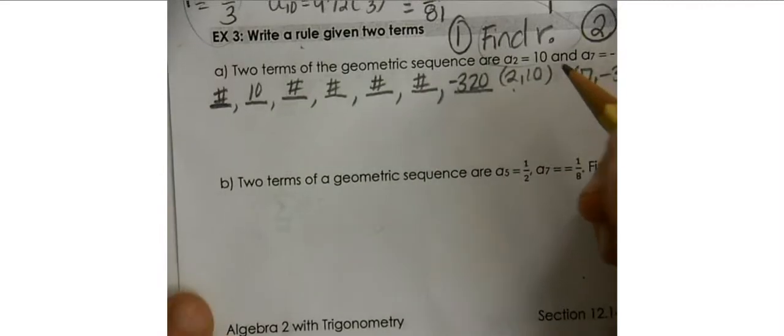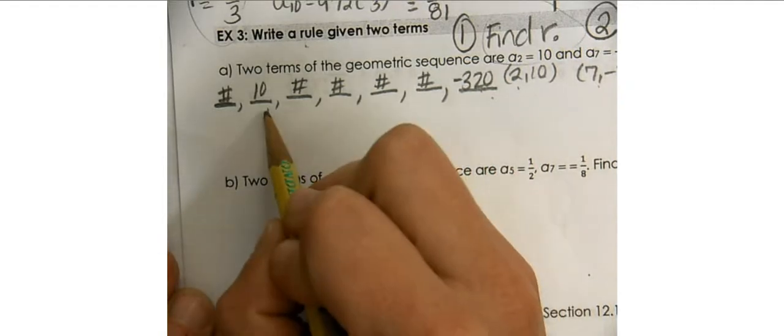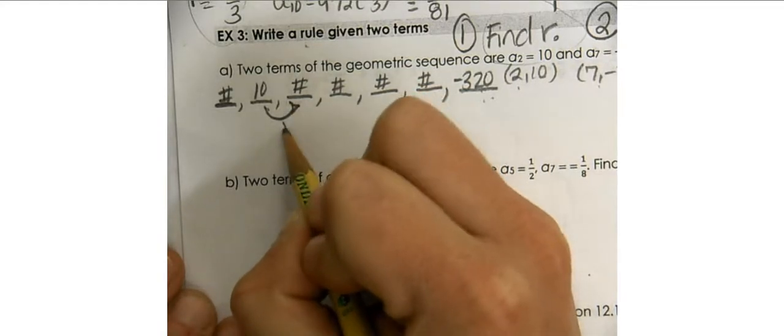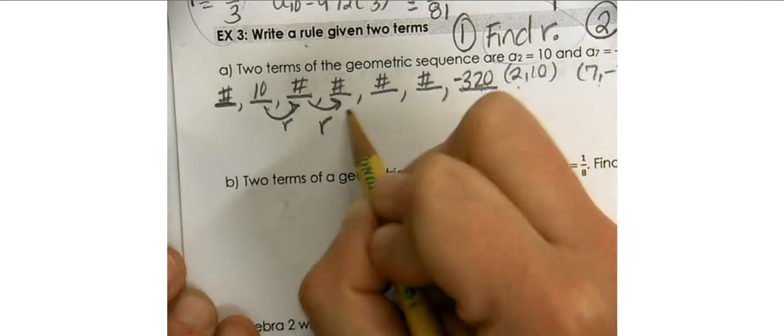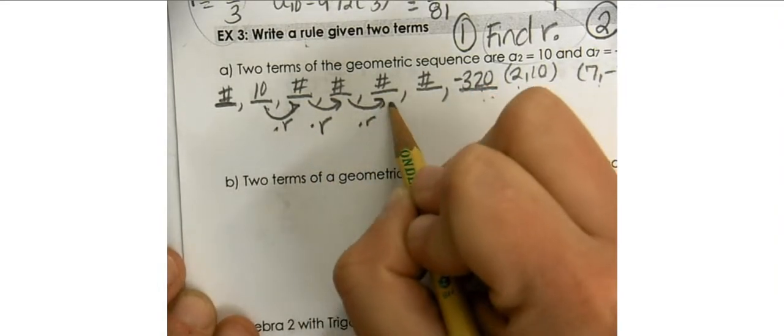And in order to reach negative 320, we're multiplying by an r value each time to get to the next value. So starting at 10, in order to go from 10 all the way to negative 320, I'm going to be multiplying 10 times whatever my r value is to get to the next number. Then I'm going to multiply by r again. So this is timesing by r. Then I'm going to multiply by r again to get to our next number, whatever that is.